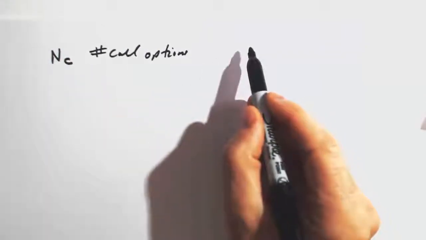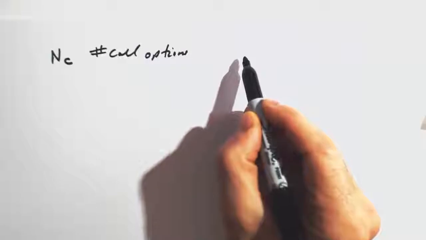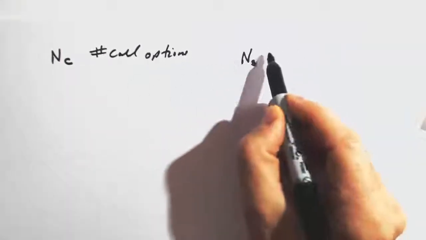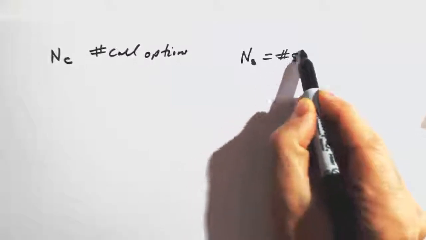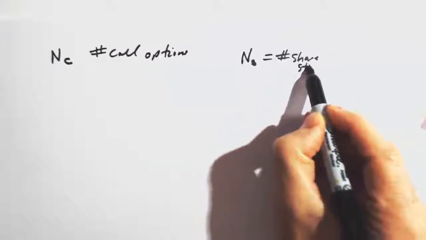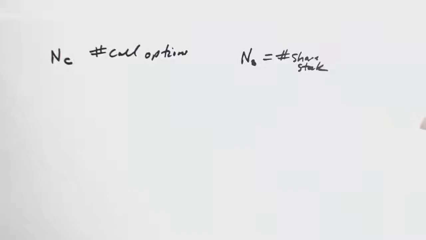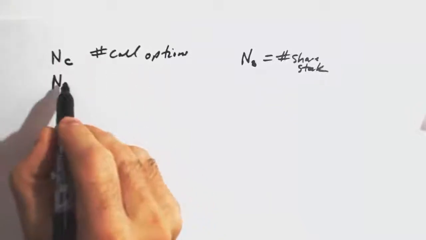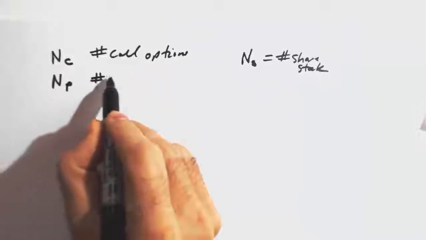Just like we would say the number of shares of stock is NS, number of shares of stock. Okay? And that's not a function of 100. It's just how many shares you have. And then we have the number of call options, and then we're going to have the number of put options.